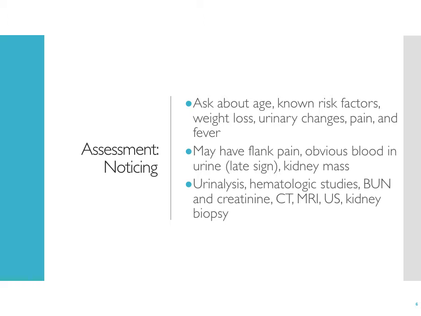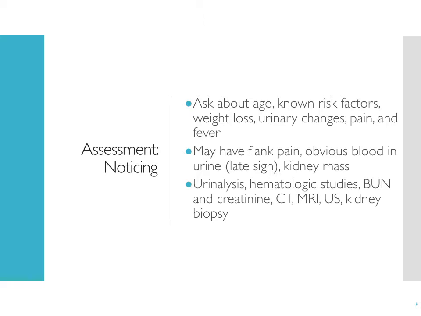Hematologic studies may show decreased hemoglobin and hematocrit values, hypercalcemia, increased erythrocyte sedimentation rates, and increased levels of adrenocorticotropic hormone. Also, we may see increased levels of human chorionic gonadotropin, or HCG, cortisol, renin, and parathyroid hormone.